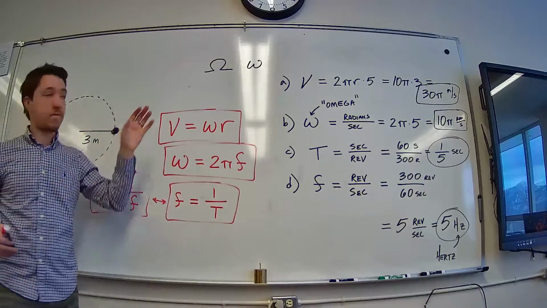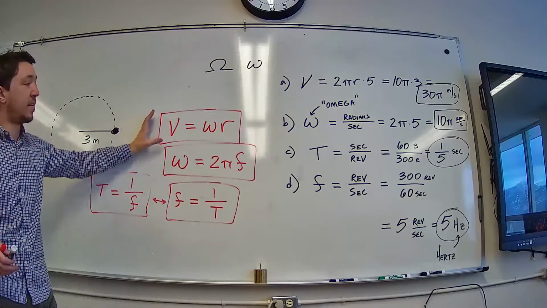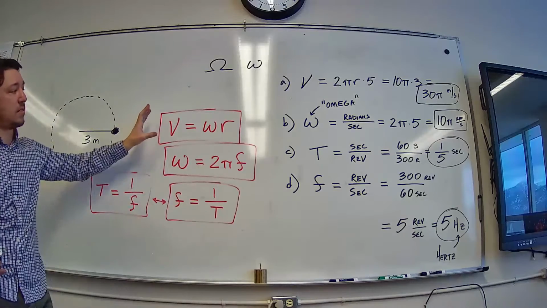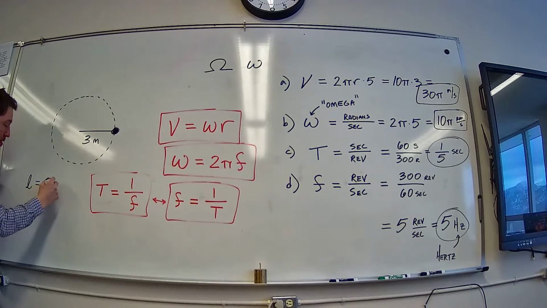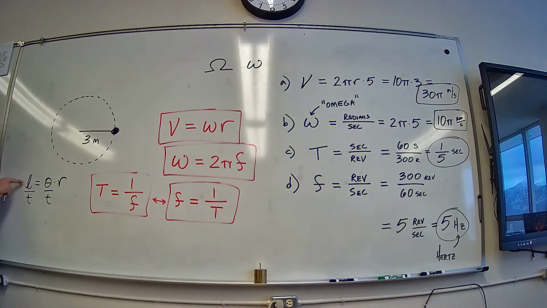Oh, and by the way, this also reinforces that idea of this. Remember this one? Well, what if I take this and divide it by time? Meters per second, velocity, is equal to radians per second, omega, times radius. So that's another way you could have gotten there, just by manipulating that formula.